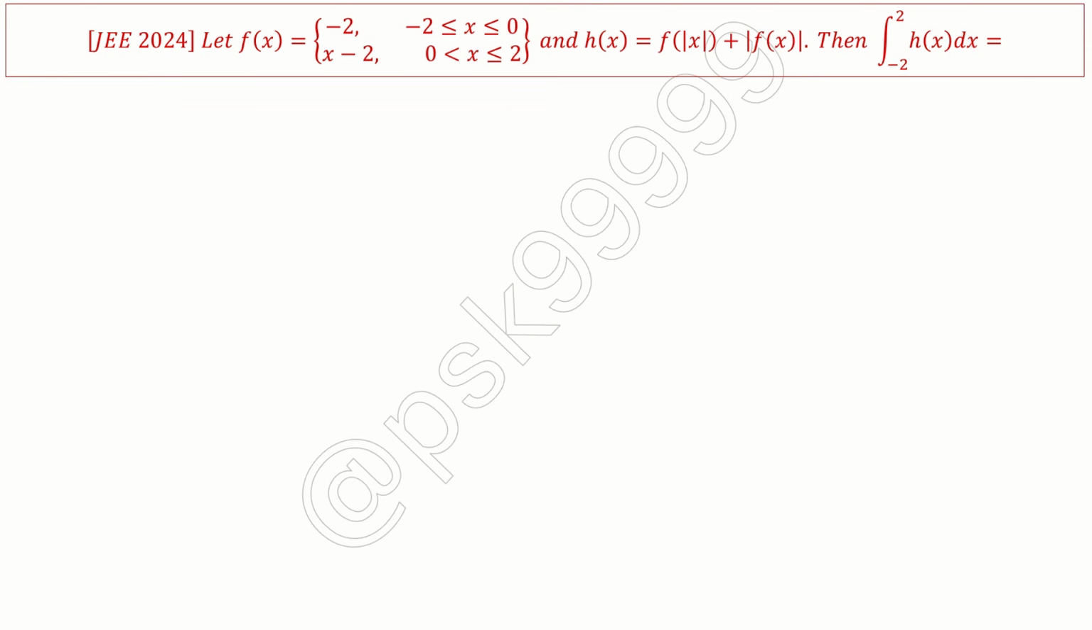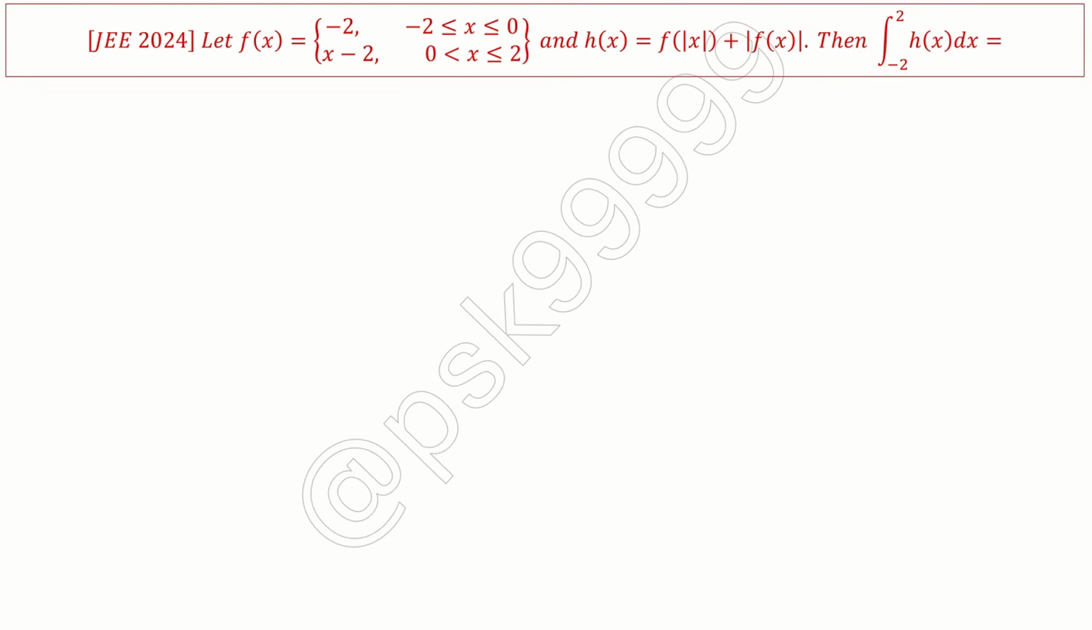Okay, let f of x be a function defined as -2 when x is between -2 and 0, and x minus 2 when x is between 0 and 2. If h of x is nothing but f of modulus x plus modulus of f of x, then what is the value of the integration from -2 to 2 of h of x dx? Okay, so this is more of a functions problem actually. Its integration part is very simple here. The most important thing is how to define h of x properly first and then solve this one.